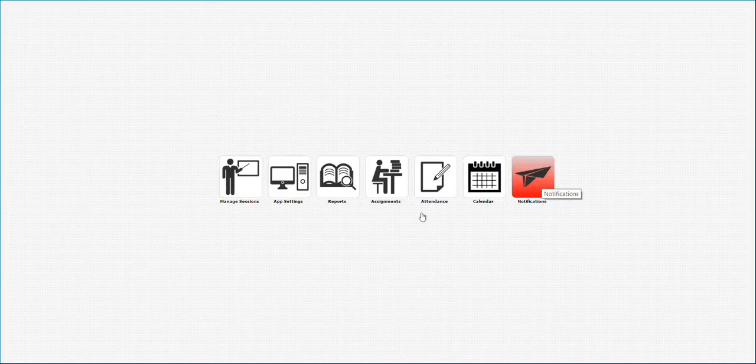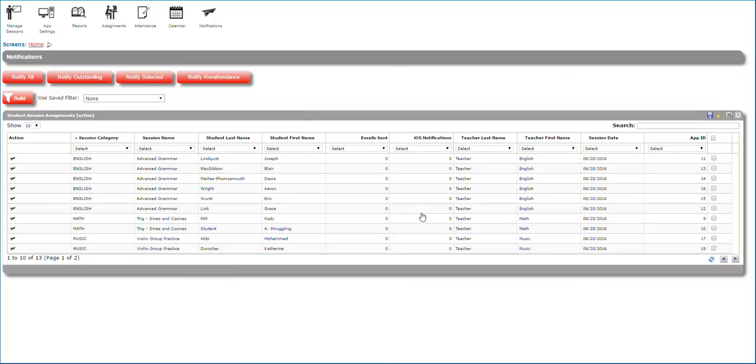Okay, so sessions have been created, conflicts resolved, so we're ready to send the notifications. In schools that have implemented this so far, they have chosen to have a central administrator send the notifications versus each teacher sending their own. This view shows assigned students. I have the choice of notifying all or selecting which students to notify.